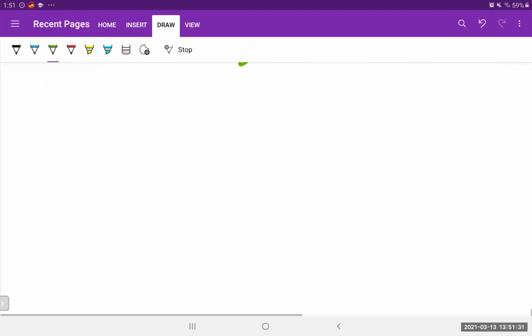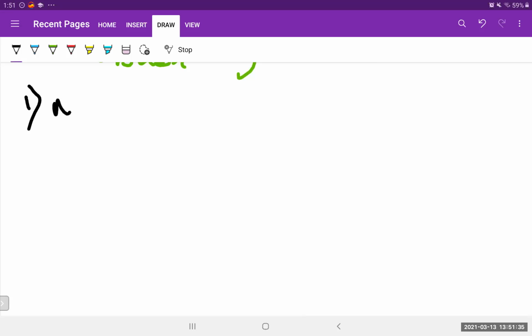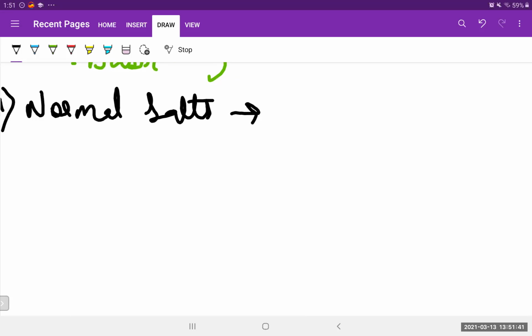Let's start with the first one, that is normal salt. So let's see, what is normal salt? Normal salts are the salts formed by complete replacement of ionizable hydrogen ion of an acid molecule by a basic radical. What is a basic radical? The ammonium ion or the metallic ion.